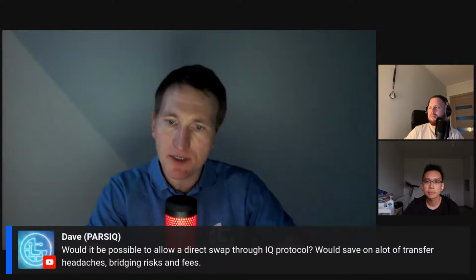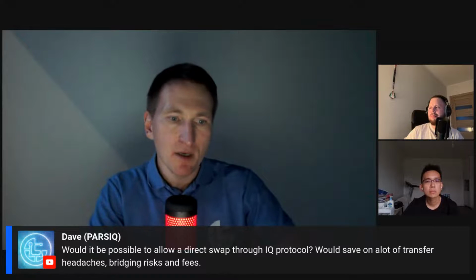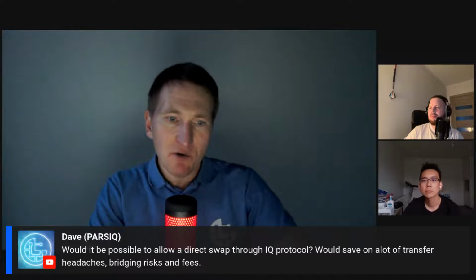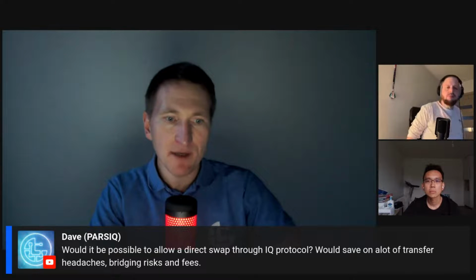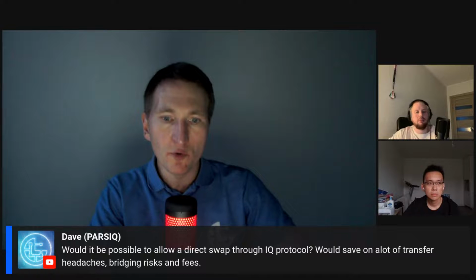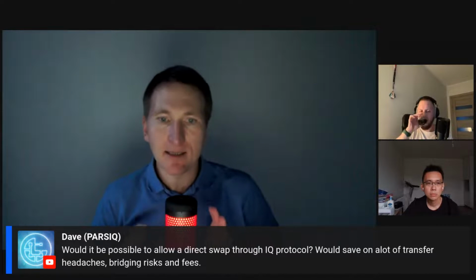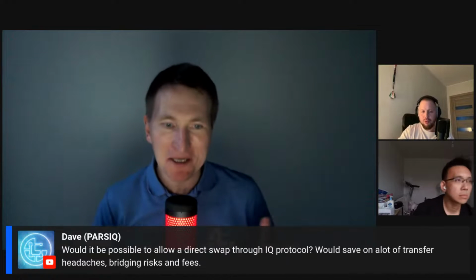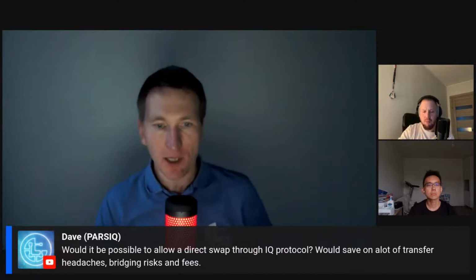And the second IQ protocol related question: would it be possible to allow a direct swap through IQ protocol? Would save on a lot of transfer headaches, bridging risks, and fees. So it is possible to provide bridging. I mean, React will exist on its own chain, so you need bridging. You cannot have React without bridging to the Reactive Networks chain.